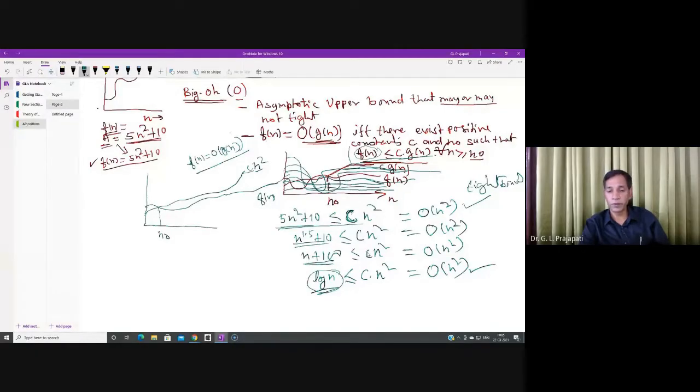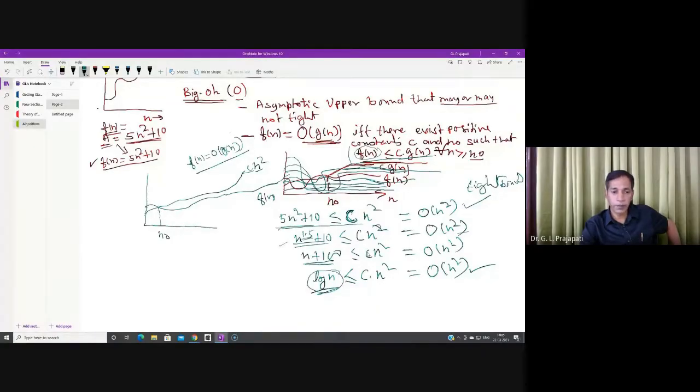And whenever you say that n to the power 1.5 plus 10 is less than or equal to c into n square, and you say big O of n square, this is not a tight bound, because this is a polynomial of degree 1.5 and this is a polynomial of degree 2. The rate of growth of a polynomial of degree 2 is always more than that of degree 1.5, and this is very slow compared with that. And even this one is linear in nature. So one is linear and one is quadratic in nature.